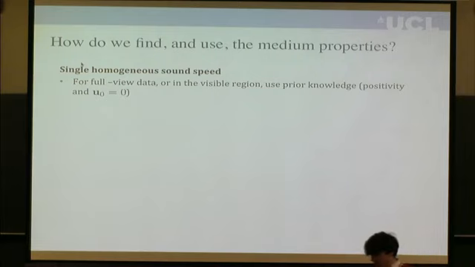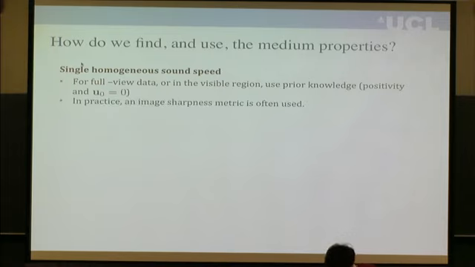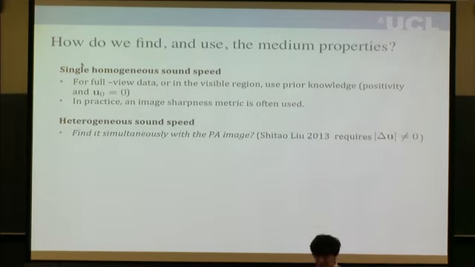Now, if you've got full view data, you can recover the sound speed if you know it's uniform. Because you do your time reversal and you do it with lots of different speeds. And the one which gives you an initial particle velocity of zero is the right one. In practice, when we don't have full view data, we do a similar thing with just an image sharpness metric. So we just reconstruct with lots of different sound speeds in roughly the right region and pick the one that gives a nice sharp image. So that doesn't seem entirely satisfactory, but that's all we can do.